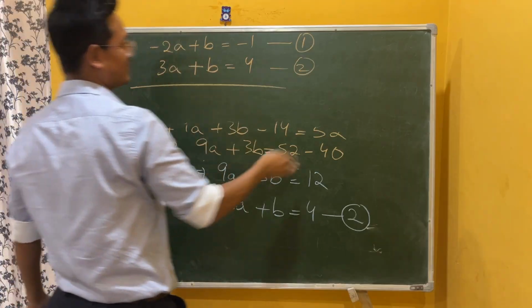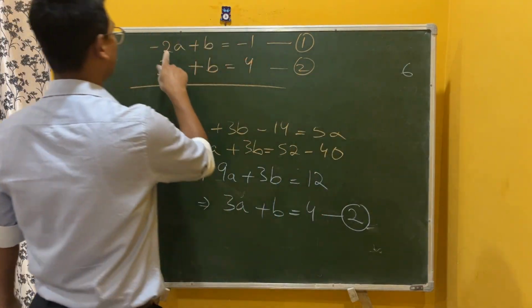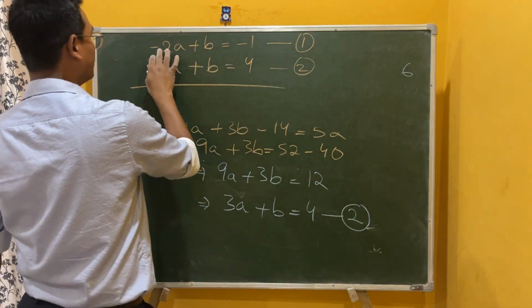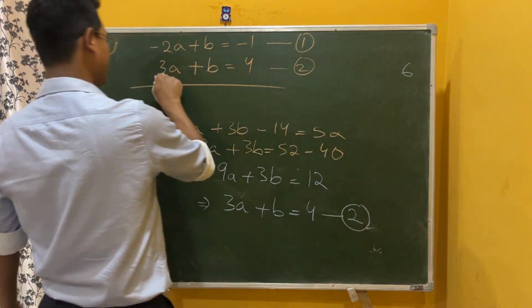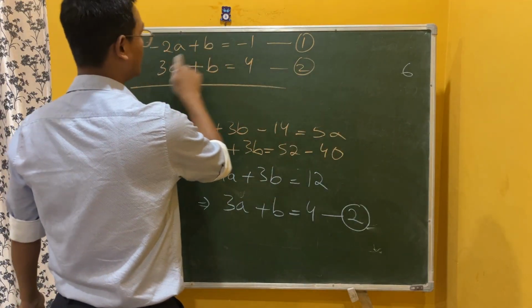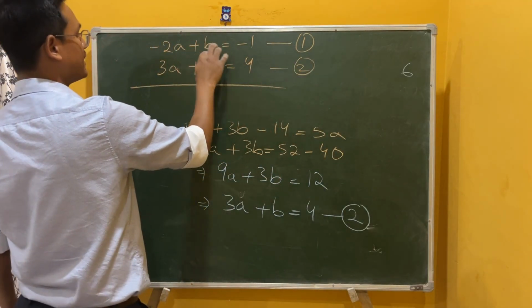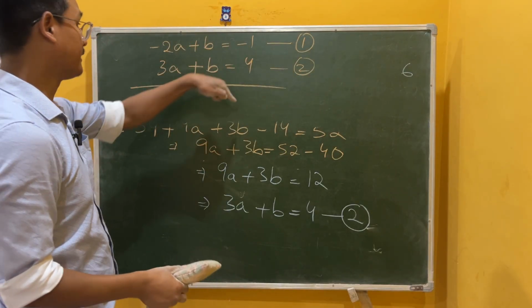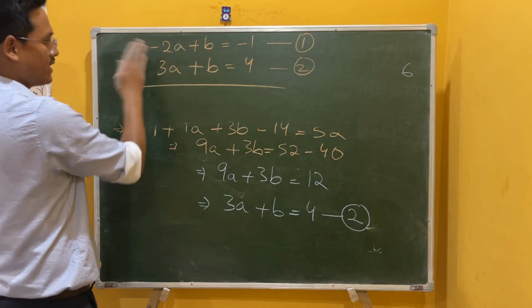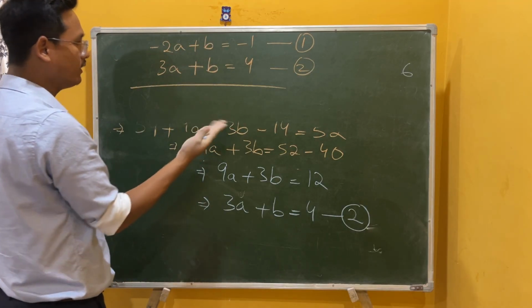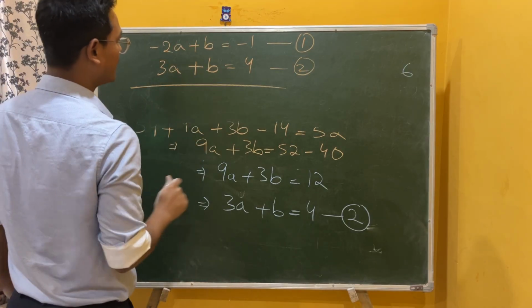The LCM of 2 and 3 is 6. So you'll have to multiply this equation by 3, so 2 times 3 is 6, and this entire equation by 2, so that 3 times 2 is 6. Obviously there will be changes in the other variables and the constants, but we are making a equal. But in this case, one of the variables is already equal, so we don't have to do anything.